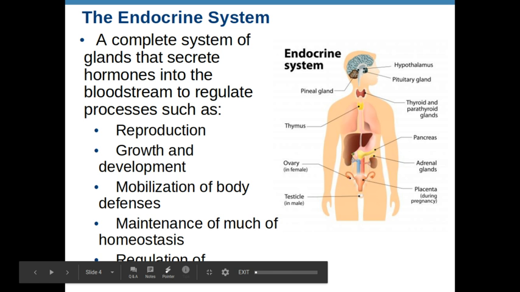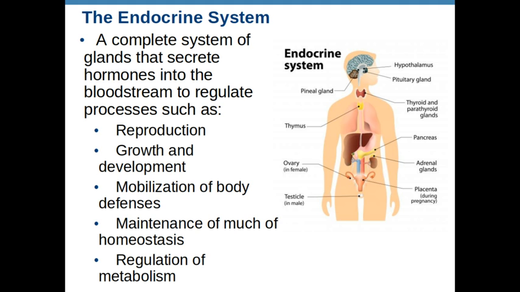Hey students, we are here for questions 3 and 4 now. Keep in mind that just because a moment ago in our previous video I was talking about the disruption of homeostasis, the endocrine system does a lot of things for you. It controls things about your reproduction, your growth and development, your body defenses, in addition to maintaining your homeostasis.